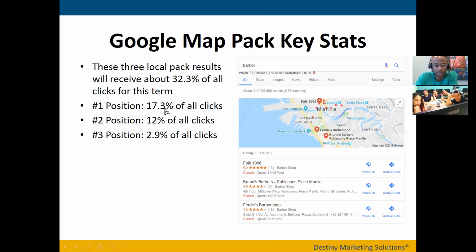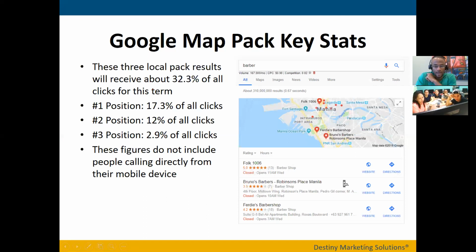And just to break that down a little further, this #1 position, Folk 1006, they get about 17% of that 167,000. So that's a lot of clicks. So they're getting a lot of business. Position #2, they get 12%. And then position #3, they get about 3%. And so that's important because if you were able to knock out one of these guys, or if, let's say, Ferdy's Barbershop was able to move up to #1, they can have a big impact on their business and the number of customers that they're getting through their local search.